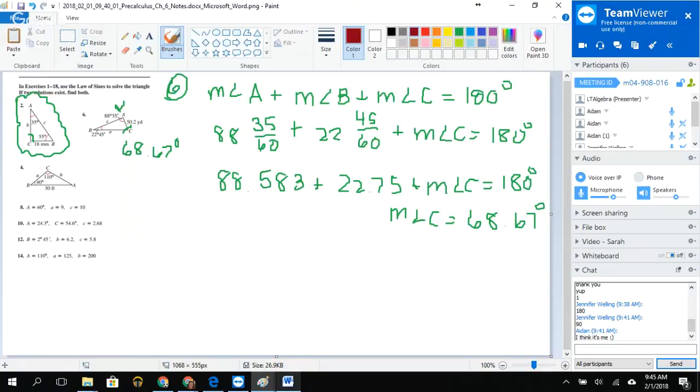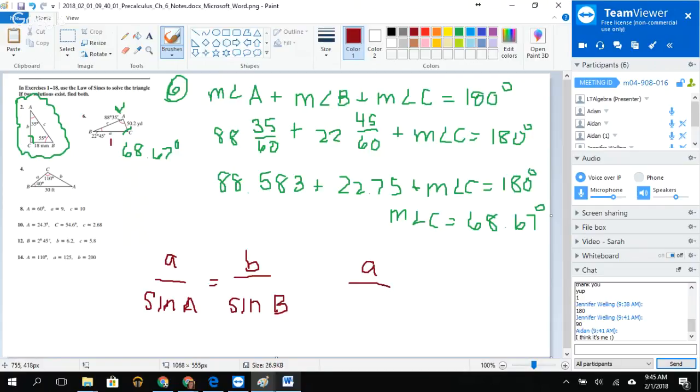That shouldn't be anything new, but the new part is that we have this law of sines that we can use to determine the other sides of our triangle. We know that side A over the sine of angle A is equal to side B over the sine of angle B. Side A is my unknown, so A just stays by itself. The sine of 88.583. Messy handwriting. And side B, the one opposite from angle B, is 50.2 yards.